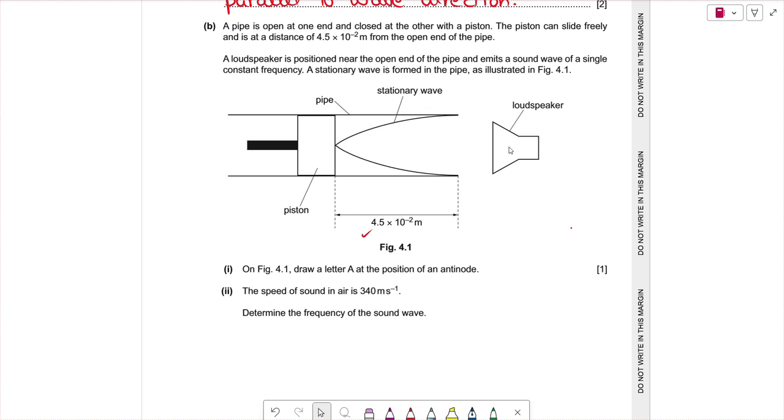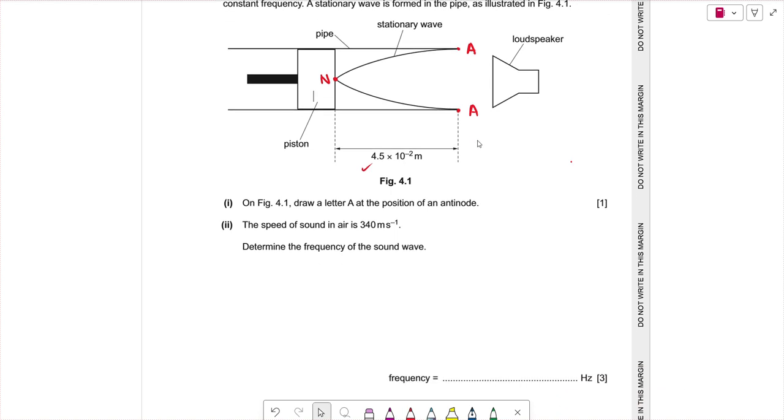On figure 4.1, draw a letter A at the position of an antinode. So antinode is the point where the amplitude is maximum and a node is a point where the amplitude is zero. So at these edges we have an antinode and at this point we have a node. He was only asking us to mark the antinodes, so you can just mark the antinodes. The speed of sound in air is 340 meter per second. Determine the frequency of the sound wave.